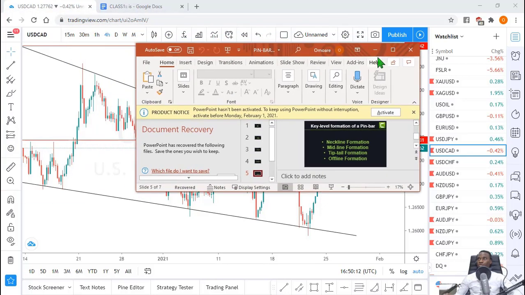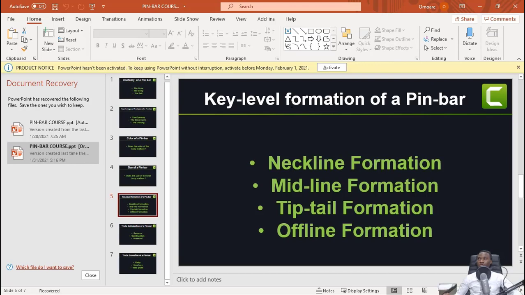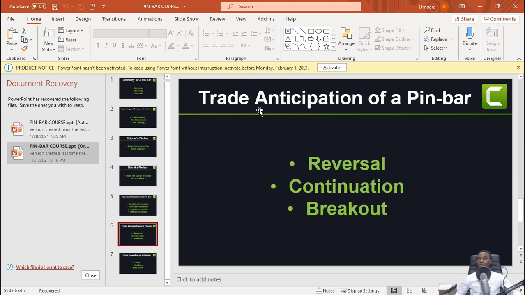That is the key level structures, the 4 ways in which the pin bars can form on your trading chart. So the next on our slide is trade anticipation of a pin bar. There are 3 ways you can use the pin bars to trade.